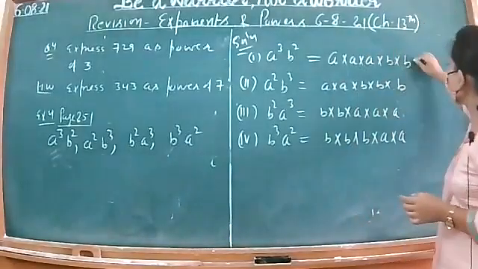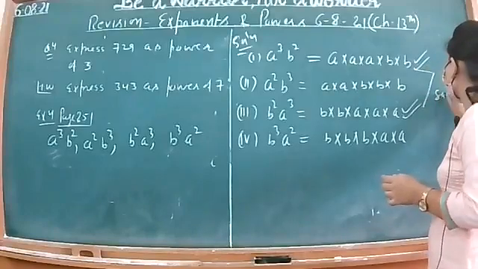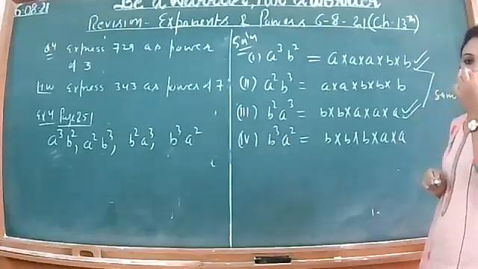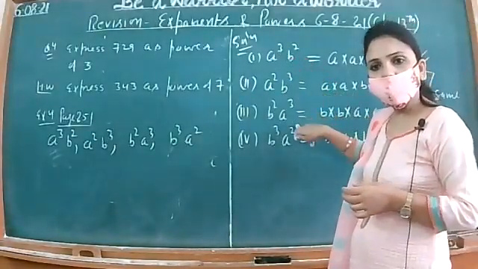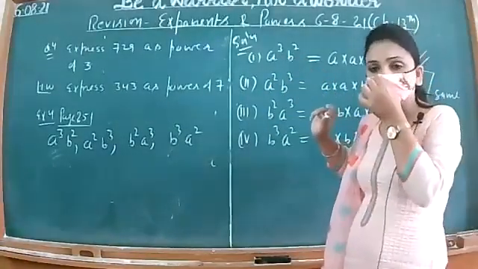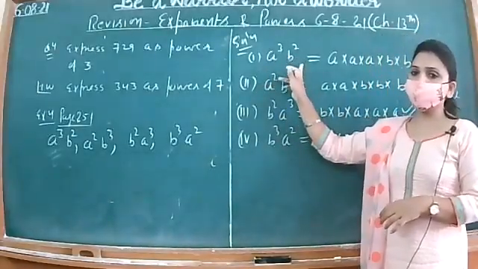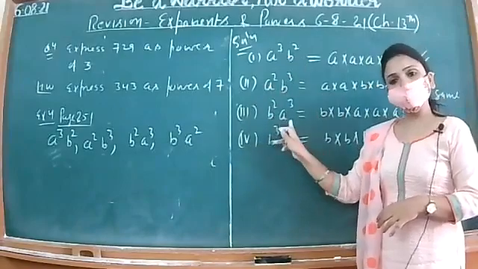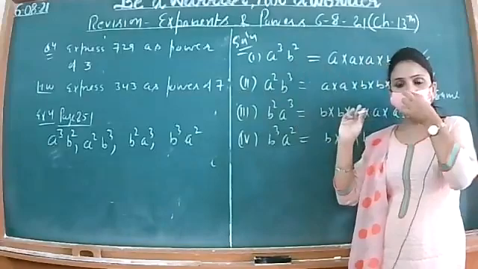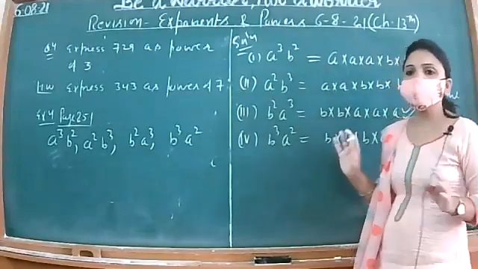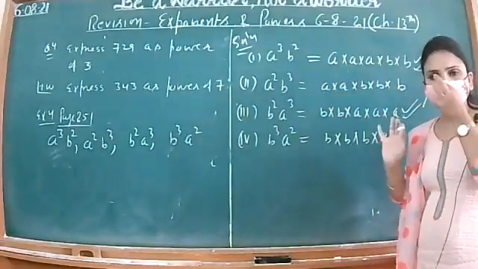If you see the first and the fourth, they are the same. Why so? Because in these two expressions, the powers of a and b are the same. No doubt, it is reversed in the sense that here a is written first and then b, and here b is written first and then a. Order is different, but power is same. We have to look at the power. So these are the same as the power of a and b are same here.